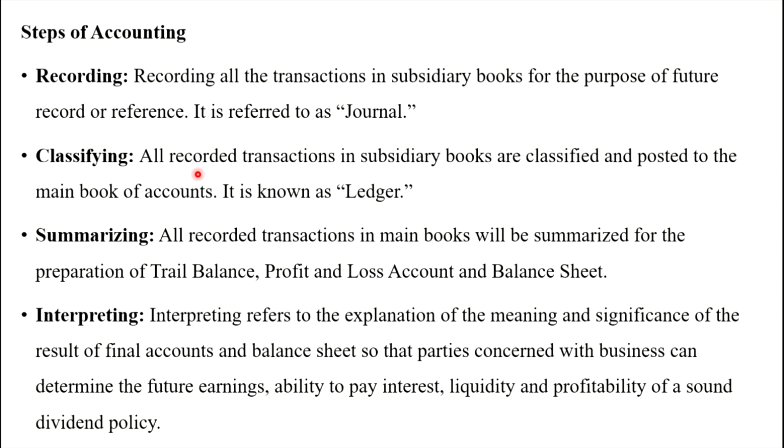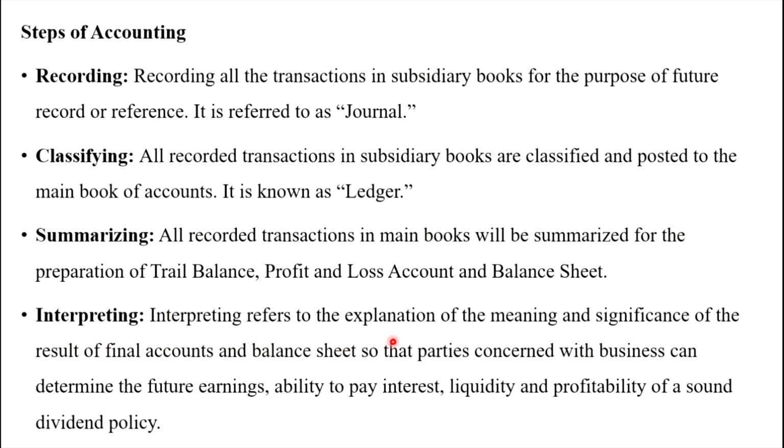Classifying means all recorded transactions in the subsidiary books are classified and posted to the main books of account. It is known as ledger. Ledger is known as final entry book. Summarizing: all recorded transactions in main books will be summarized for the preparation of trial balance, and from that trial balance we prepare the trading account, profit and loss account and balance sheet.